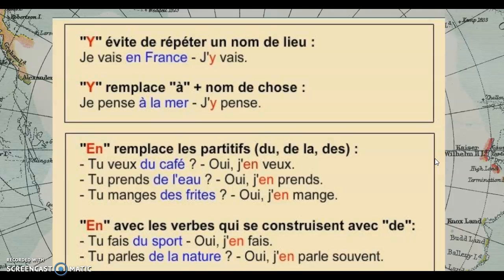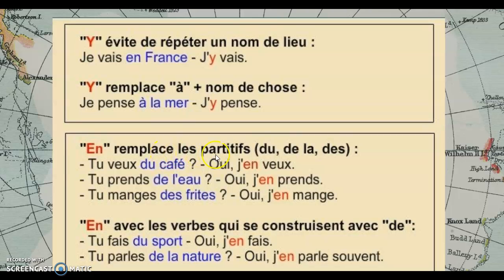So, to kind of recap here, y évite de répéter un nom de lieu, a name of a place. Je vais en France. J'y vais. I can also replace à and the name of something. So if you say, je pense à la mer, I'm thinking about the ocean. J'y pense. Okay? So different things with à. Verbs with à. Expressions with à.